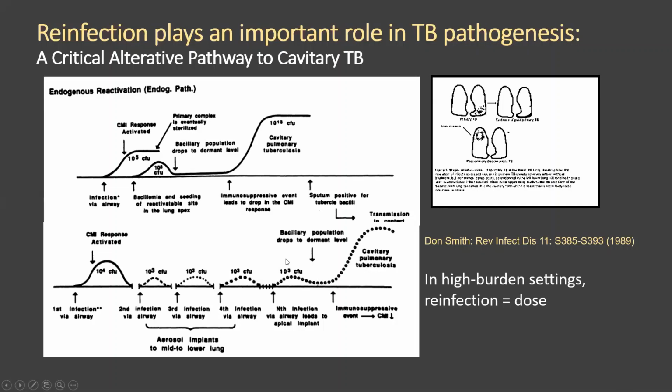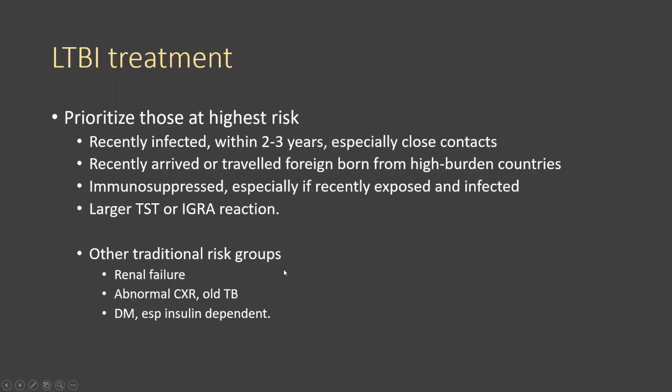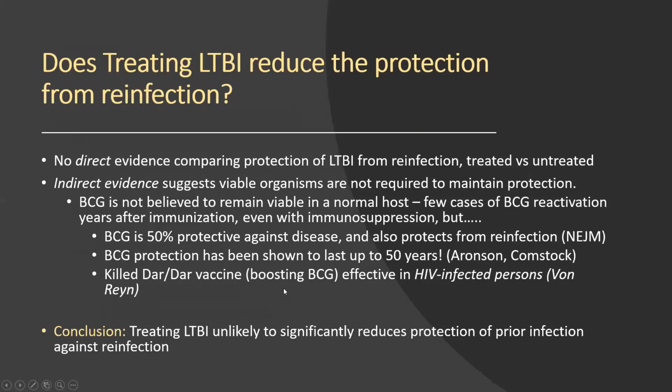Now, the important thing to know is that once you've had TB infection, you are somewhat protected against reinfection, and vaccines do that as well, but not 100% protected. So in terms of LTBI treatment, we would prioritize those recently infected within the first few years and close contacts, recently arrived from foreign-born countries in the case of the United States or Europe. Those who are immunosuppressed or recently exposed and infected. Larger reactions are more likely to be sustained, and other risk groups are also diabetes, etc., are immunocompromised, but mostly the recently infected folks, recently arrived folks.